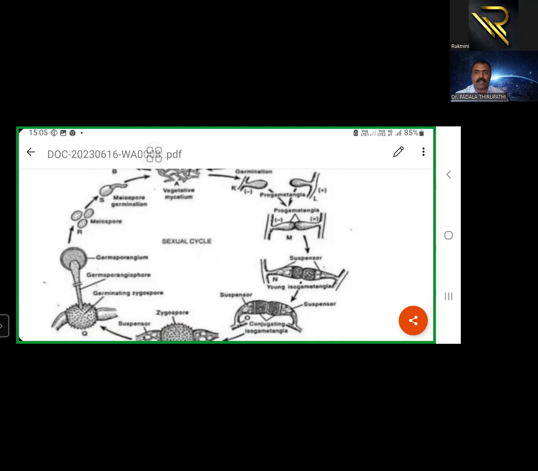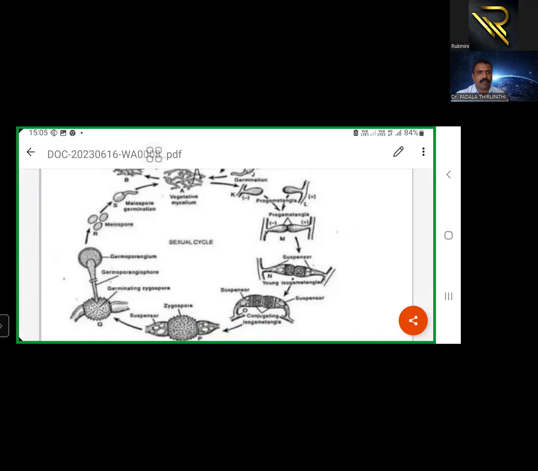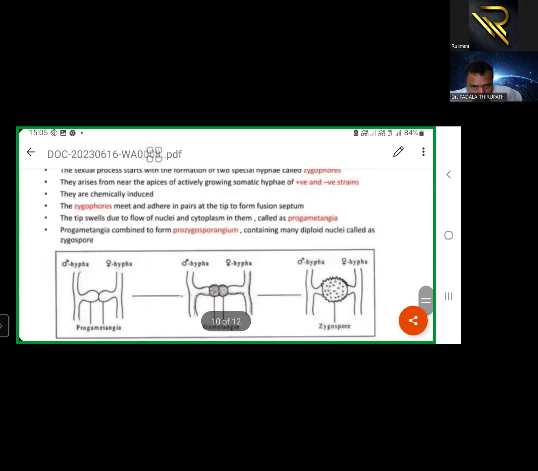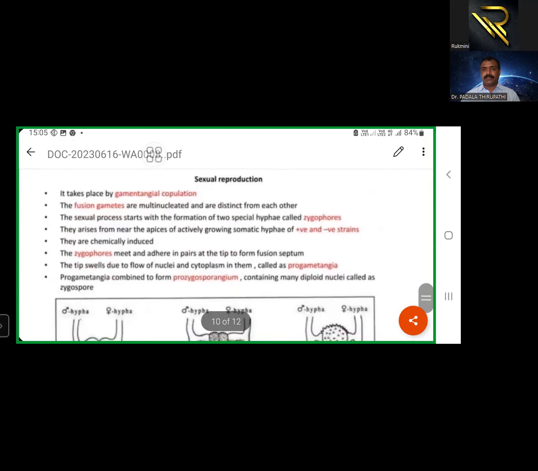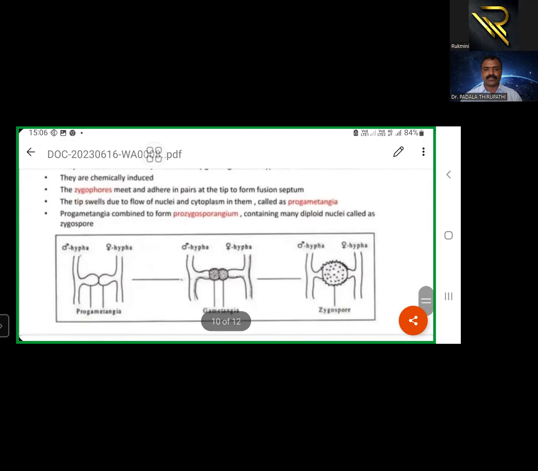With the help of wind, they will reach various substrata and start germinating in favorable conditions. They will produce mycelium again, and like this they will start a new life cycle. So like this, Mucor reproduces sexually by the gametangial copulation method. This is about sexual reproduction.